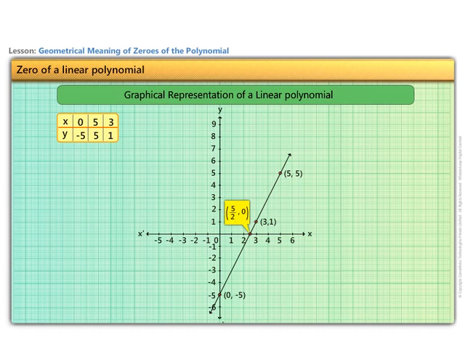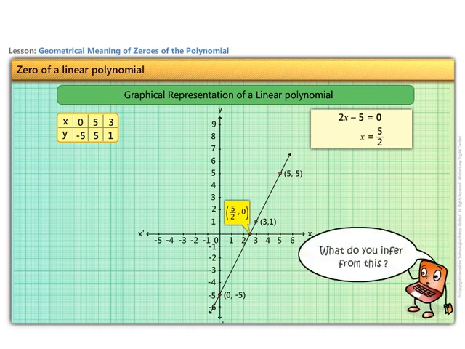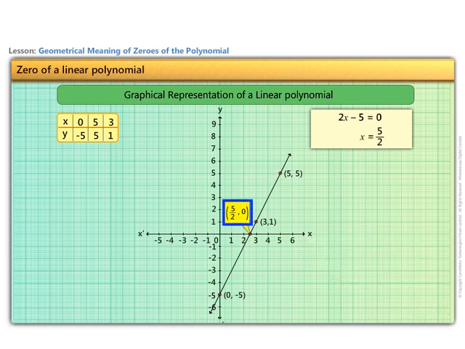Mathematically, the zero of the polynomial can be found by solving the equation 2x − 5 = 0. Solving this, we get x = 5/2, which is the zero of the polynomial. What do you infer from this? Thus, the zero of the polynomial 2x − 5 is the x-coordinate of the point where the graph of y = 2x − 5 intersects the x-axis.